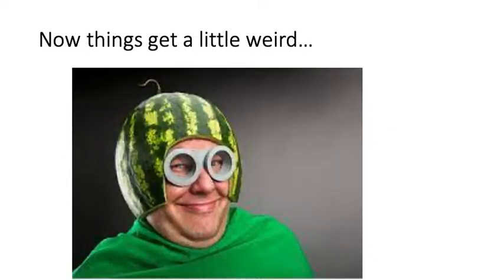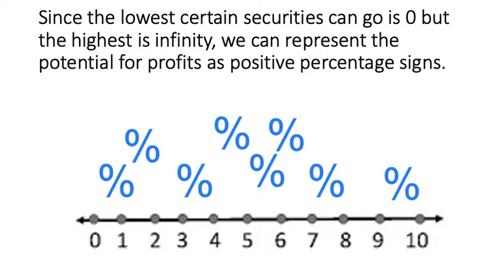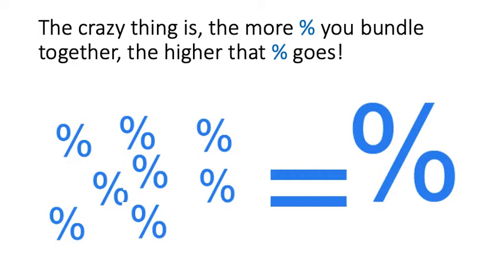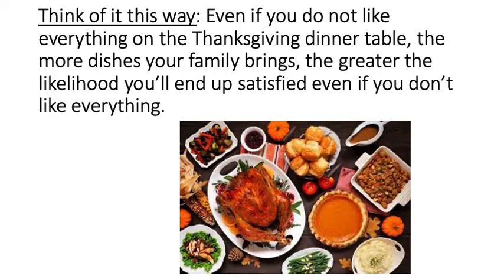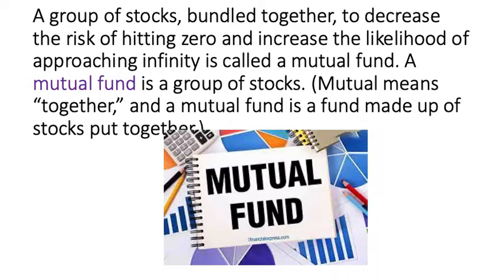Now things get a little weird. Since the lowest certain securities can go is zero, but the highest is infinity, we can represent the potential for profits as positive percent signs. The crazy thing is, the more percents you bundle together, the higher the percentage goes. Think of it this way. Even if you do not like everything on the Thanksgiving dinner table, the more dishes your family brings, the greater the likelihood you'll end up satisfied even if you don't like everything. A group of stocks bundled together to decrease the risk of hitting zero and increase the likelihood of approaching infinity is called a mutual fund.